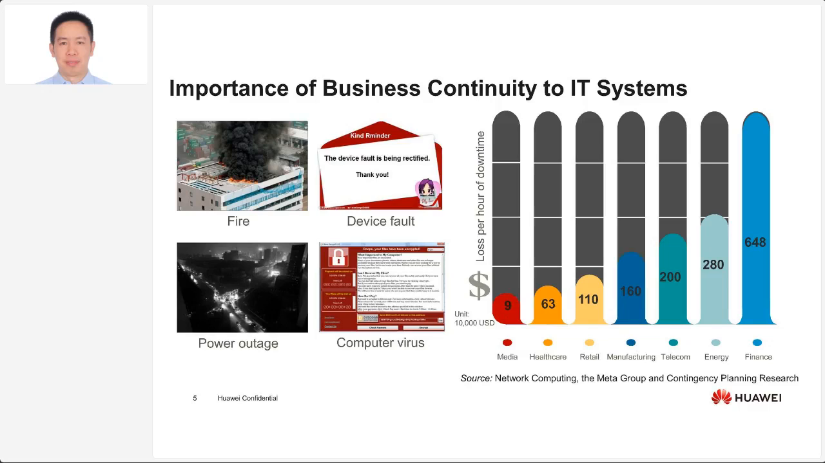Probably some of you already heard, data centers have fires or power outages. Sometimes it happens. Even a virus can happen on your system, from a computer to your storage, or a device faulty, and those kinds of things, especially in different industries. And you could see the losses per hour of downtime, how much it cost. For example, the finance area has a really huge impact, and even energy and telecom industries will also be costing them a lot.